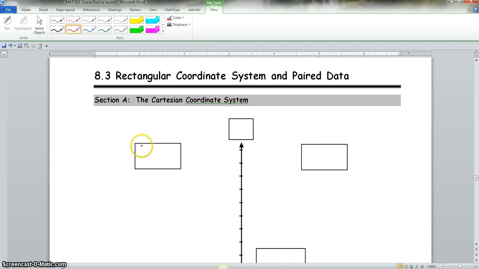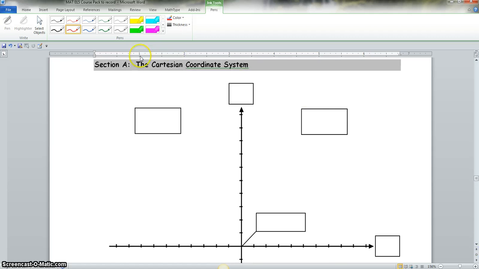So now we go to 8.3, which is rectangular coordinate systems and paired data. Okay, now we're at 8.3 section A, the Cartesian coordinate plane. Now this line that's going vertical is called the y-axis. Everything on this line going up and down is called the y-axis. The line that's going horizontal is called the x-axis. Now typically it's just denoted by having a y here and an x here. Now this point here where the y-axis and x-axis meet is called the origin.